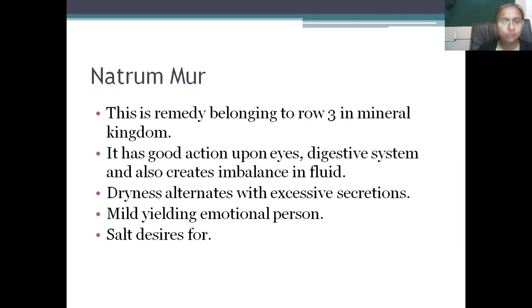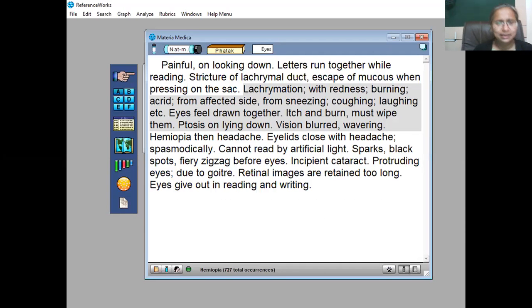This is a remedy belonging to row 3 in the mineral kingdom, and it has good action upon the eyes and digestive system, and also creates imbalance. And we know that Natrum are mild, yielding, emotional people, and they desire salt and spicy. And when I read Natrum mur, see what it says: lacrimation with redness, burning, acrid from the affected side.